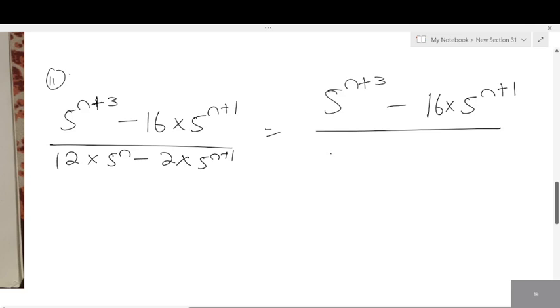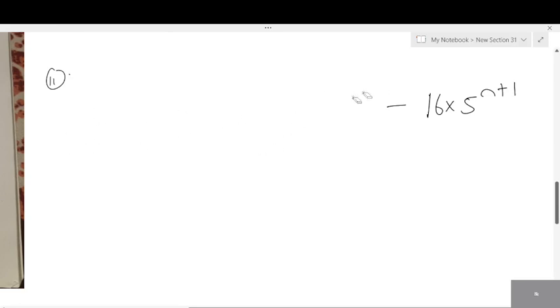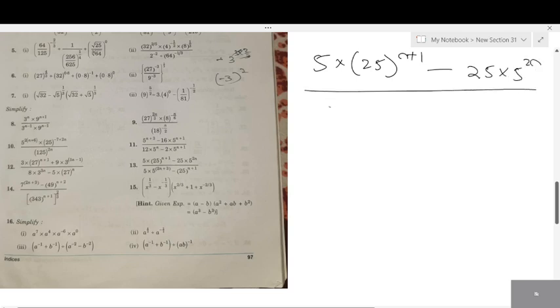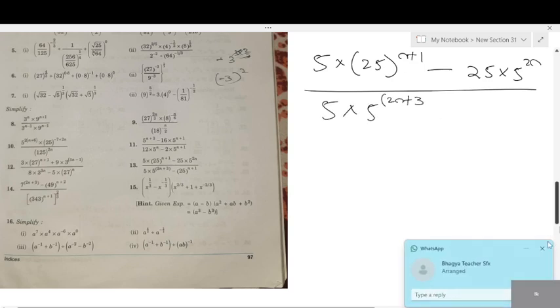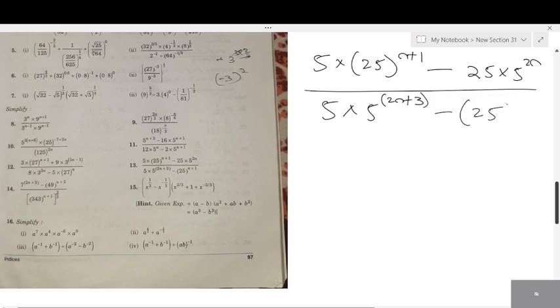What about 12? No, see, this one is not related to the previous one. Try the 13th one, students. Later we'll solve this. Try the 13th question. 5 into 25 to the power n plus 1 minus 25 into 5 to the power 2n, divided by 5 into 5 to the power 2n plus 3 minus 25 into n plus 1.